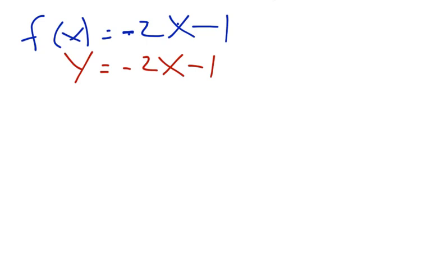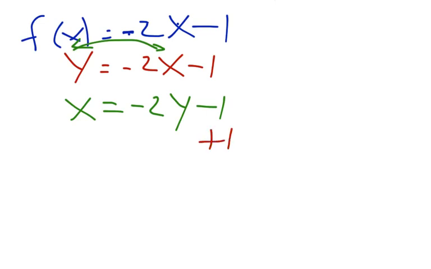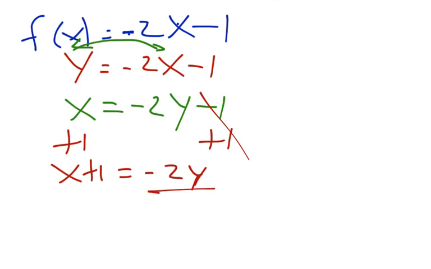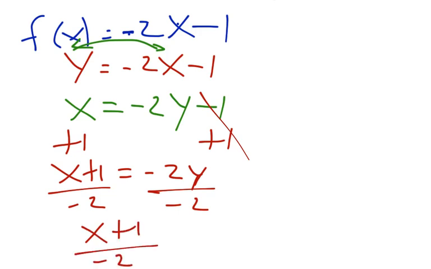Then flip the x and the y. What's y turns into x, and what's x turns into y. And now I solve for y. Plus 1, plus 1. x plus 1 equals negative 2y, because those ones cancel out. Last step, divide by negative 2, divide by negative 2. So now I'm going to have x plus 1 over negative 2 equals y.